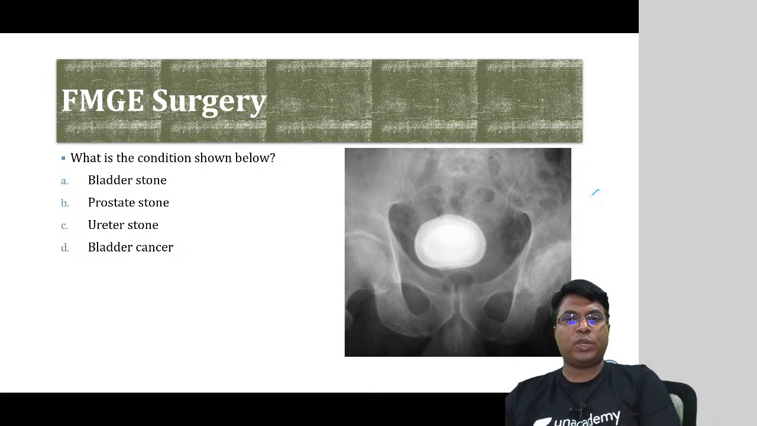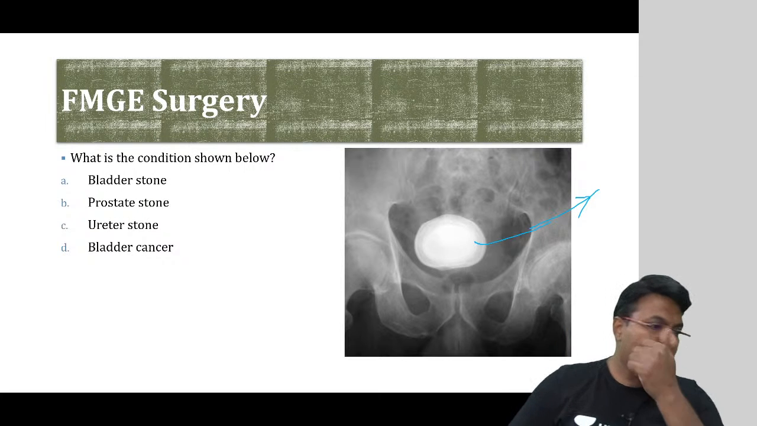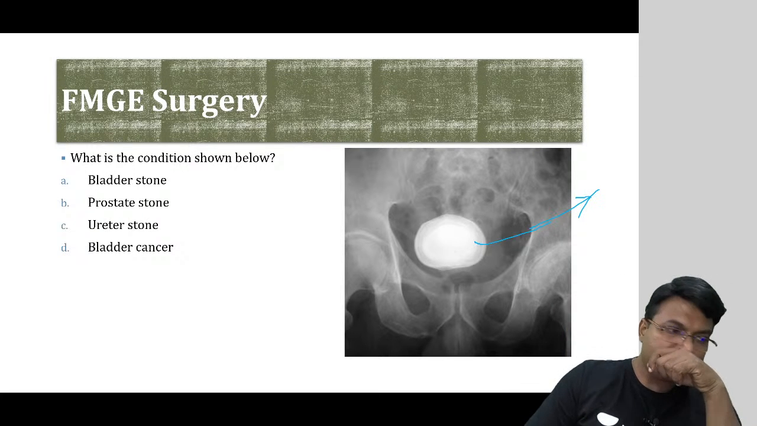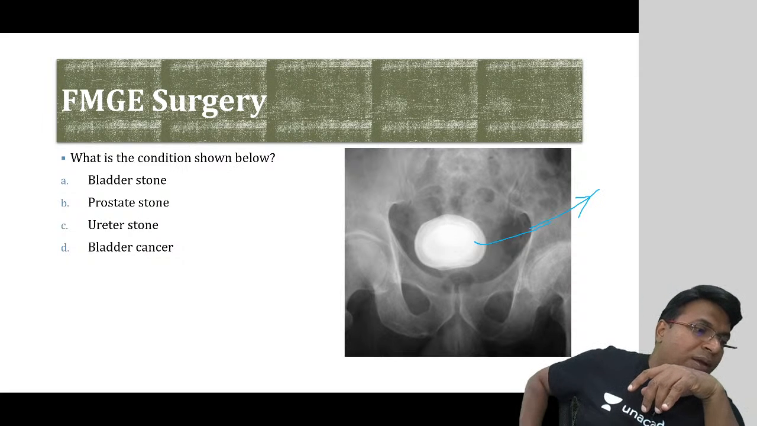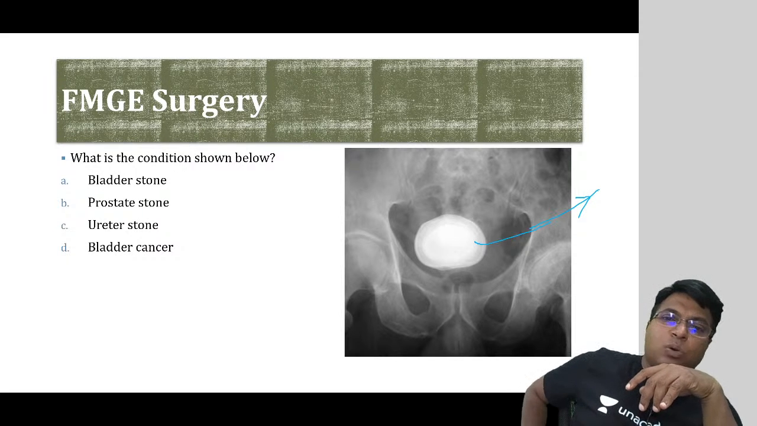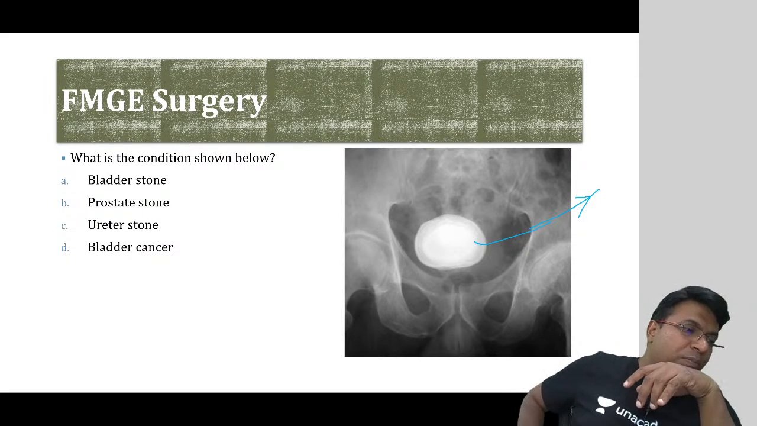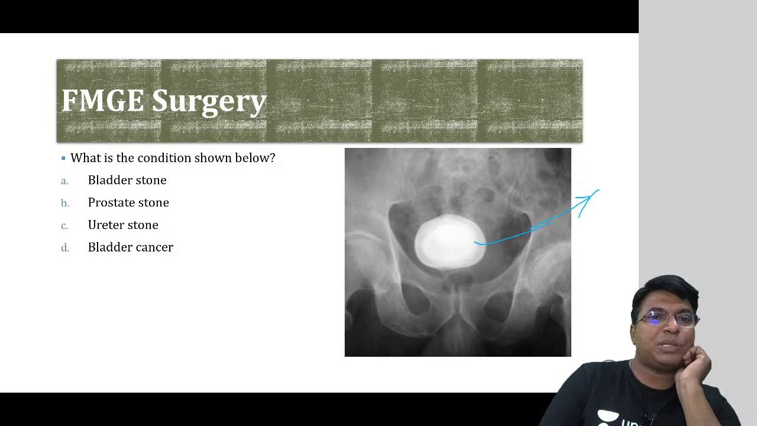What is this picture showing you? An X-ray showing you a, yes, what is this? Yes, manhole. A patient putting his leg in a manhole is due to bulbar urethral injury. It's not due to anything else, it's due to bulbar urethral injury.